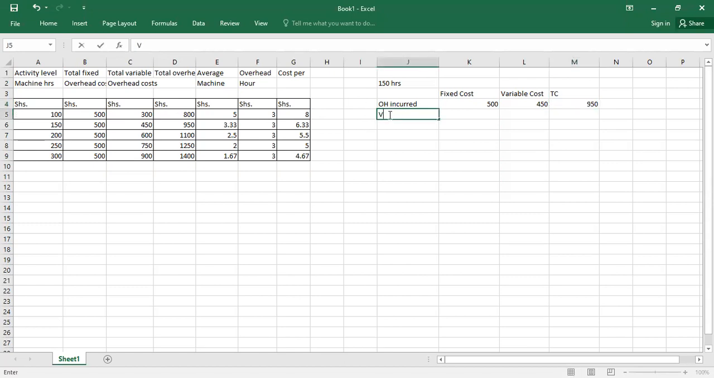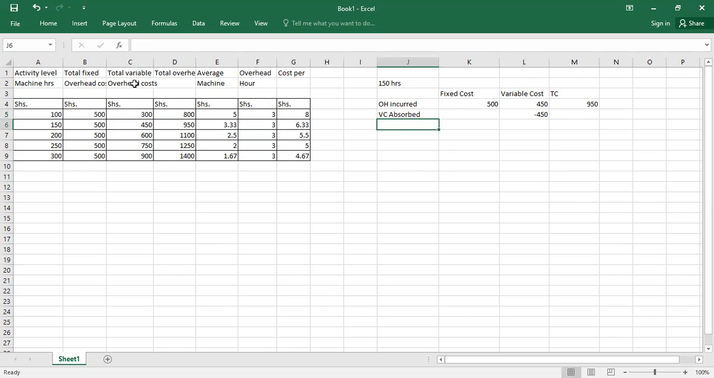Now we need to know the variable cost that was absorbed. Fixed costs are fixed costs. So we've been told the activity is 150, and we are charging the overhead per hour at 3 shillings. So this will be 150 multiplied by 3. What do you get? 150 multiplied by 3? 450. So that is the variable cost that was absorbed.